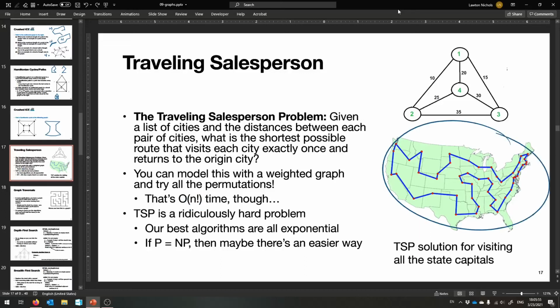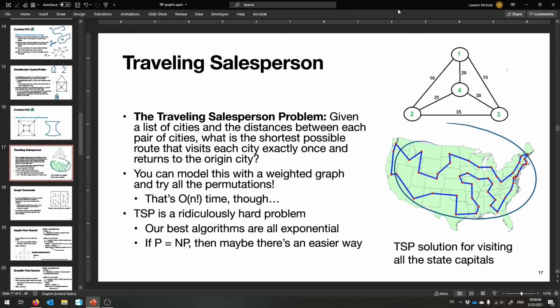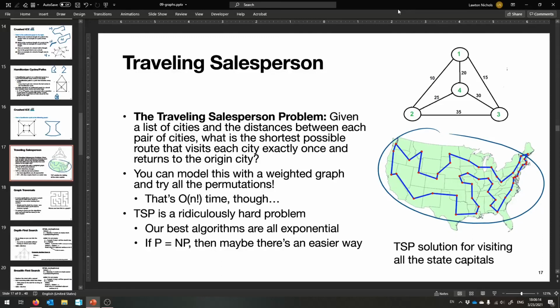Here's a fun one, though. This is the traveling salesperson problem solution for visiting all the state capitals. So here's all the capitals for every state, and here is the shortest way you can get through all of them. Okay, so if you're ever planning on doing this, this is the route that you should be following as close as possible on the real roads. Okay, because that will save you on gas.